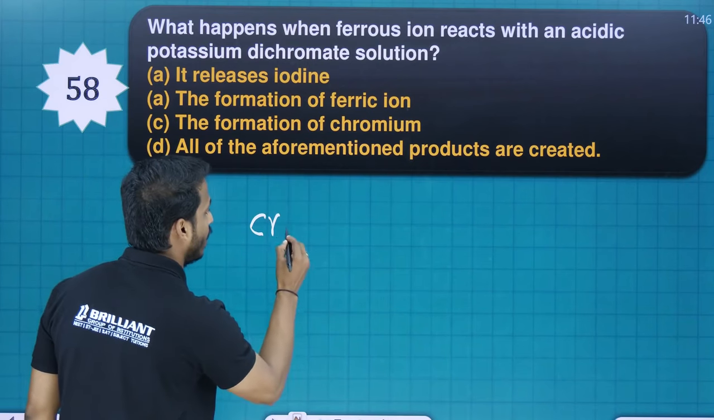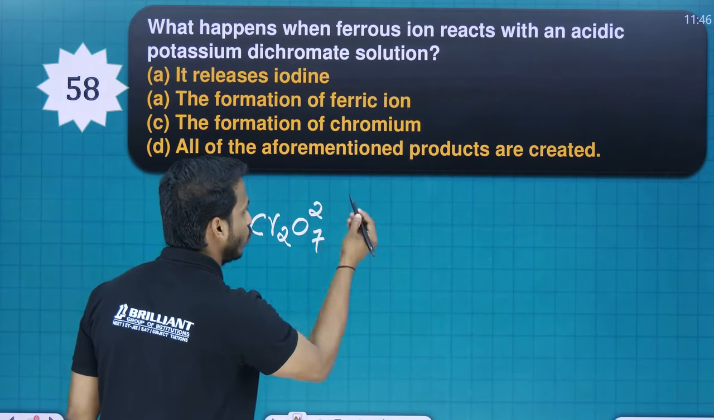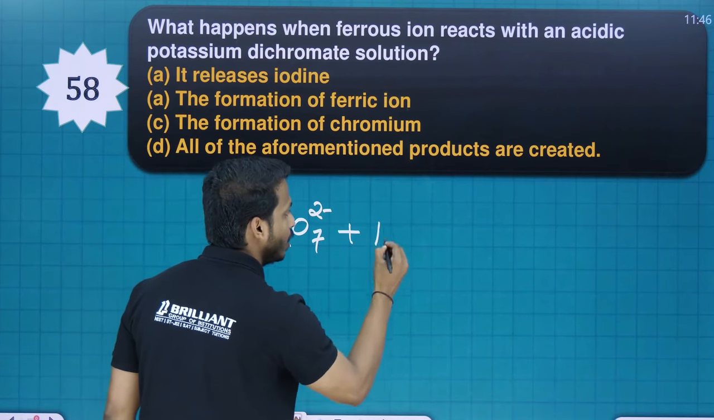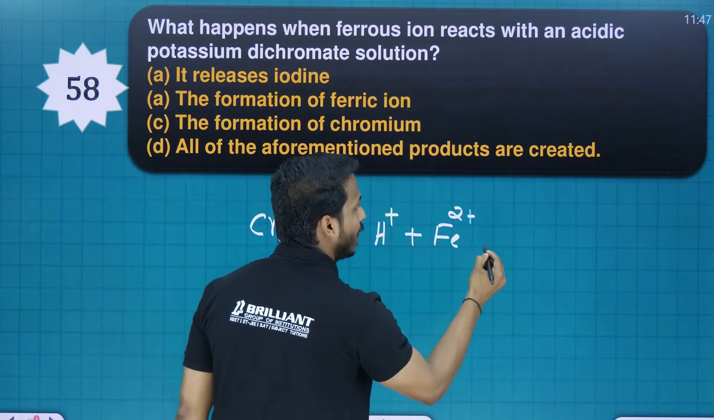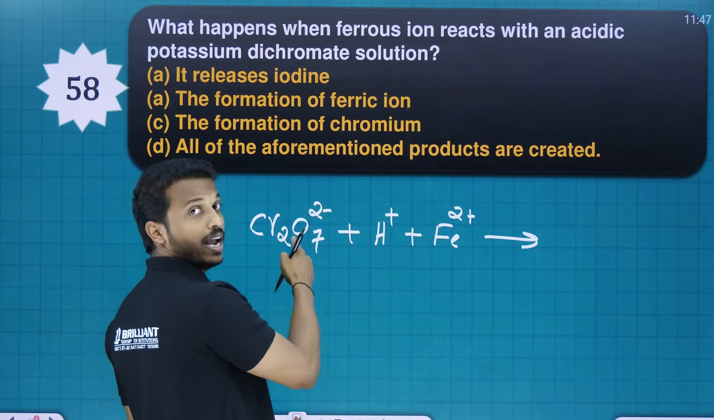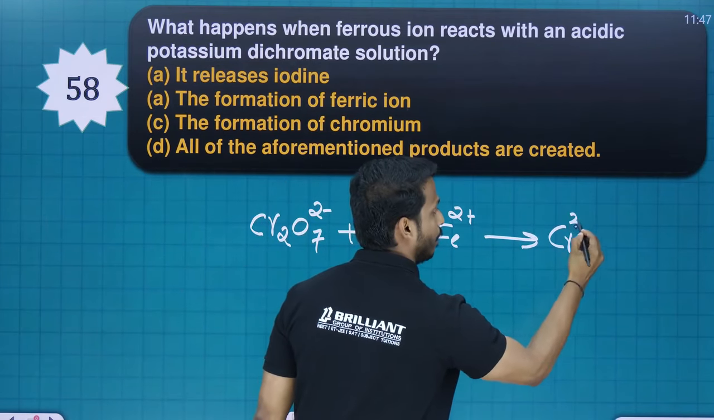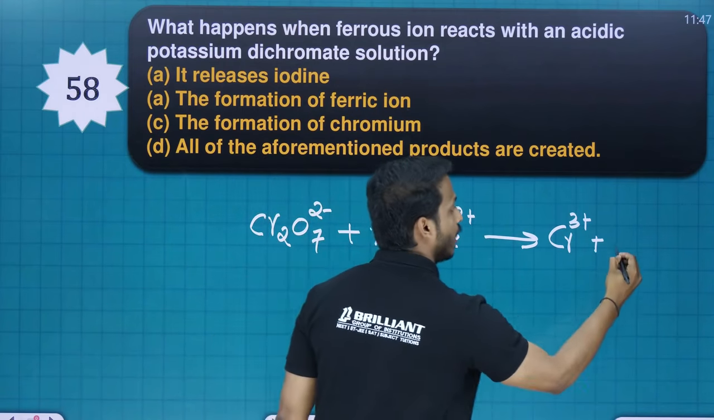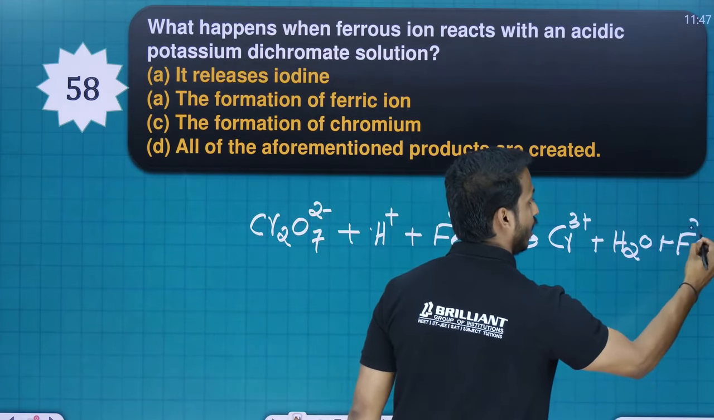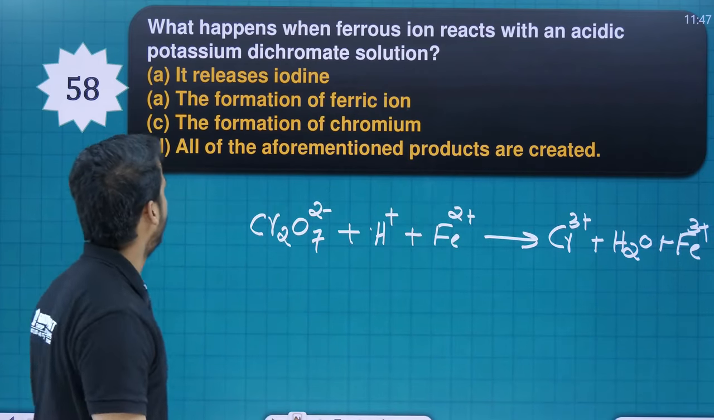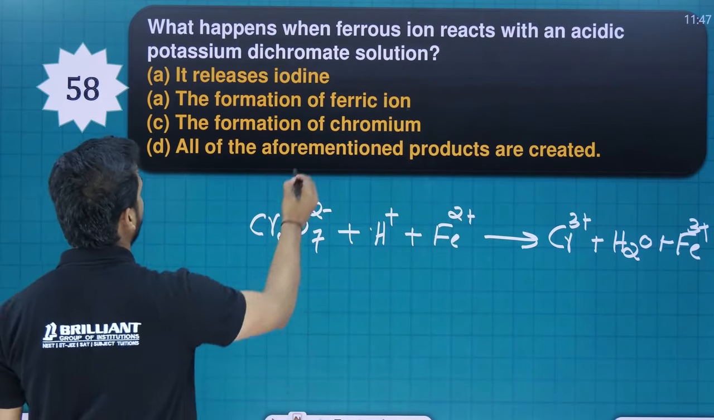What happens when ferrous ion reacts with acidic potassium dichromate? What is potassium dichromate here? Cr2O7 2 minus. Acidic medium means H plus. Ferrous means Fe2 plus. The dichromate ion becomes Cr3 plus. H plus becomes H2O. Ferrous becomes ferric.